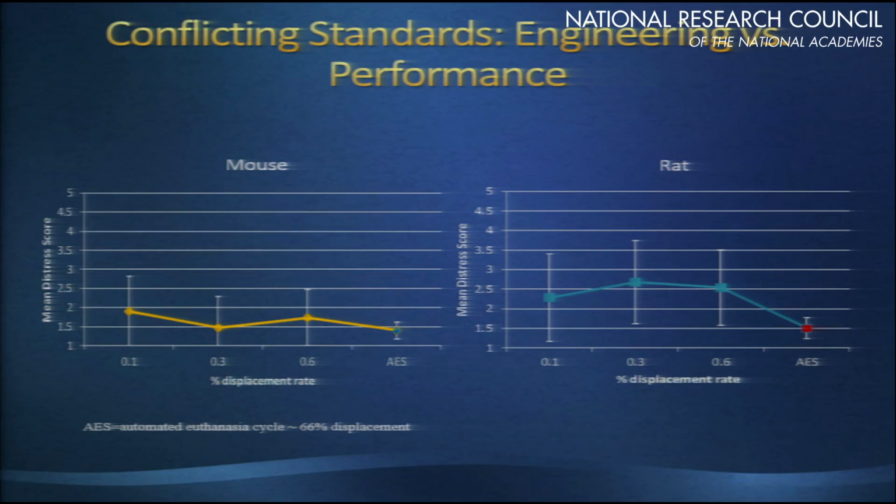And what we saw, again, the distress scores are relatively low, but if we look here on your left is the mouse, and you see the 10%, 30%. These are the recommendations of the AVMA panel. We did a 60% single cage, and here's our automated system. And you can see that it is the lowest of all the distress scores. You'll find an even greater difference here in the rat, where our automated system yielded lower distress scores.